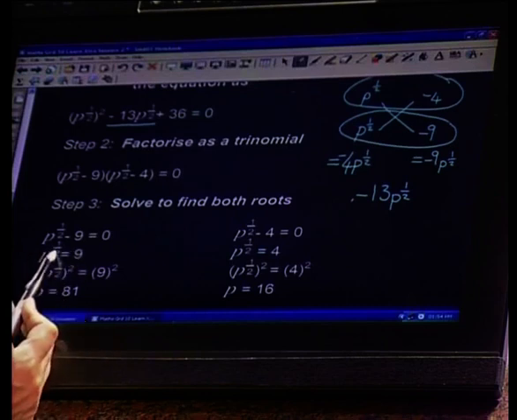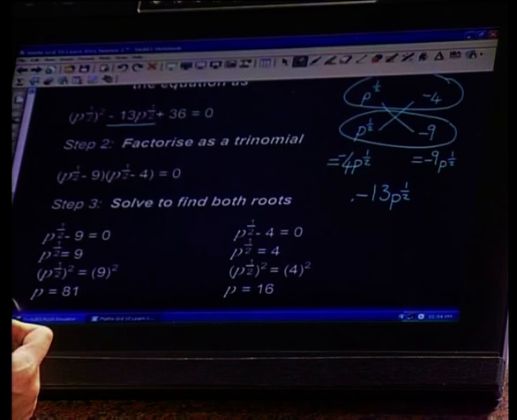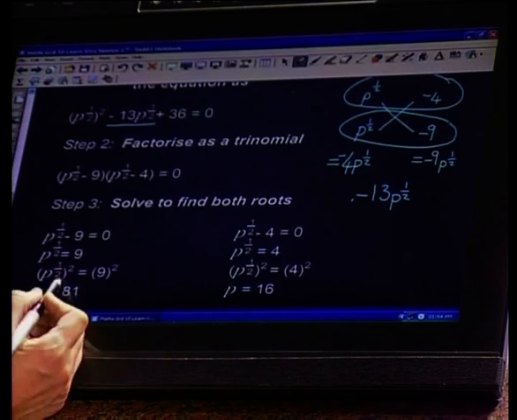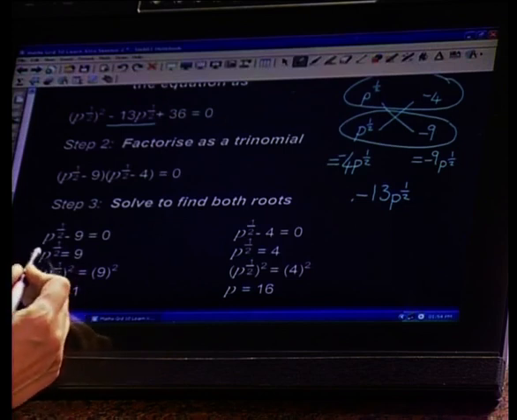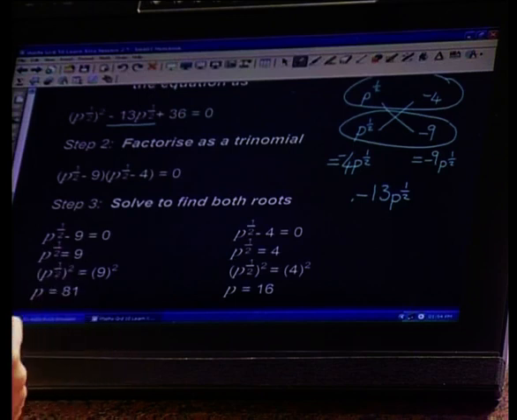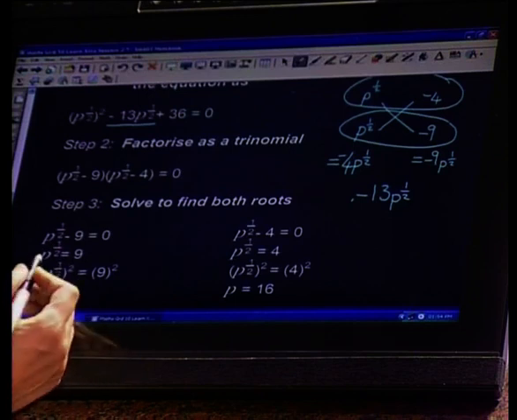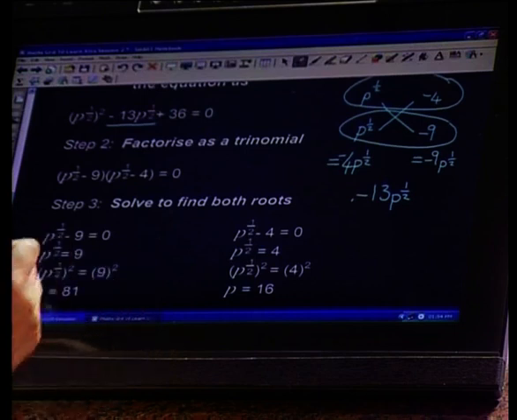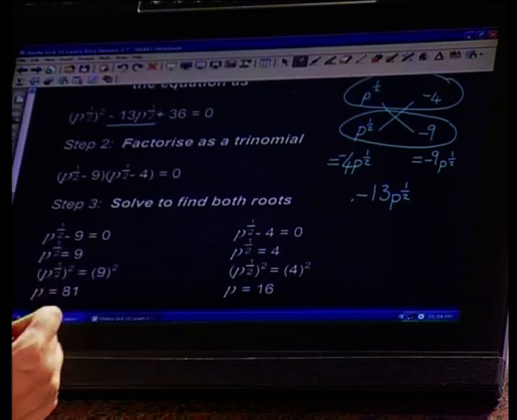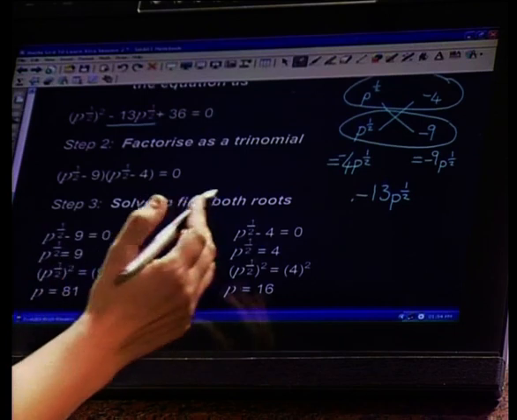Now we're not looking for p to the power of half, we're actually looking for what p is equal to. So what we're going to do is square both sides, because p to the power of half squared gives us p to the power of 1. If we've squared the one side, we need to square the other side, meaning that p is equal to 81. Let's do the other side.